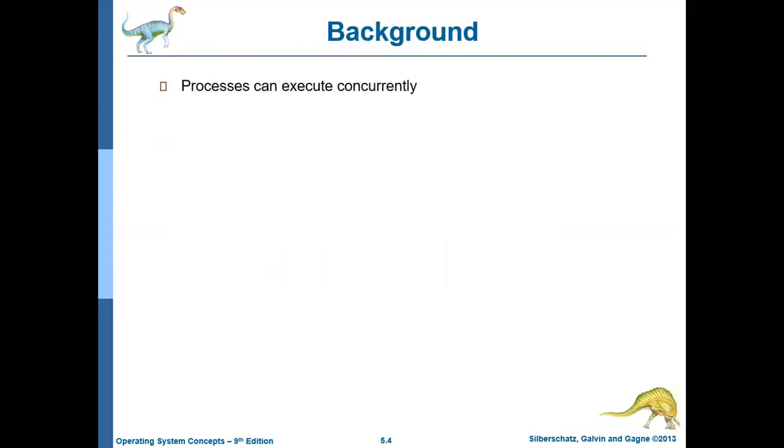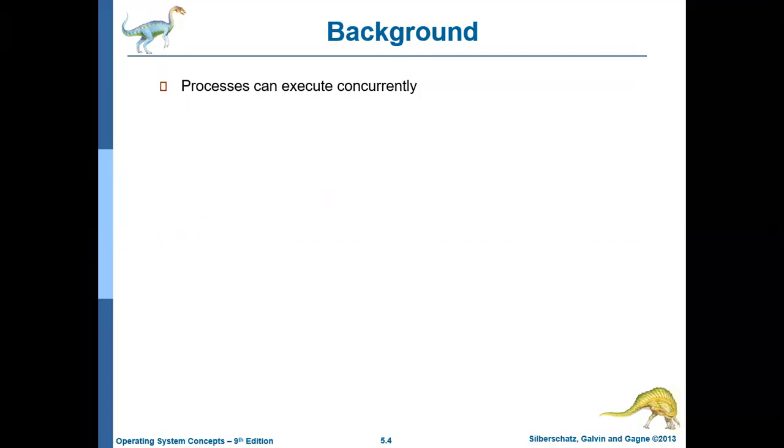So let us try to understand the need for process synchronization. As we know already, processes can execute concurrently. Concurrently in the sense that the system has only one CPU or one processor, but the processor can context switch between different processes. So that is what is called concurrency. Concurrency is not parallel execution. For parallel execution, you need more than one processor.